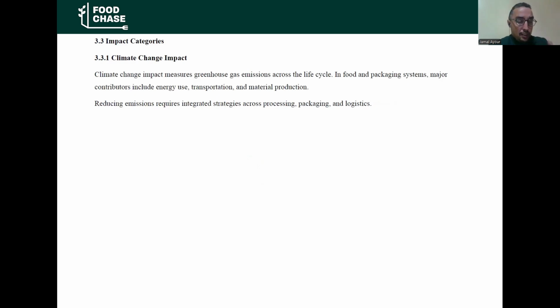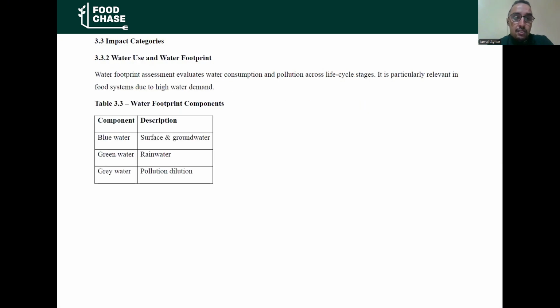About impact categories of your assessment process: climate change impact directly measures greenhouse gas emissions across the life cycle in food and packaging systems. Major contributors include energy use, transportation, and material production. Reducing emissions requires integrated strategies across processing, packaging, and logistics. It's one of the principal questions of the impact categories relative to climate change.